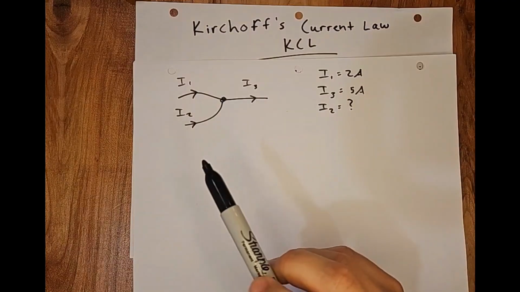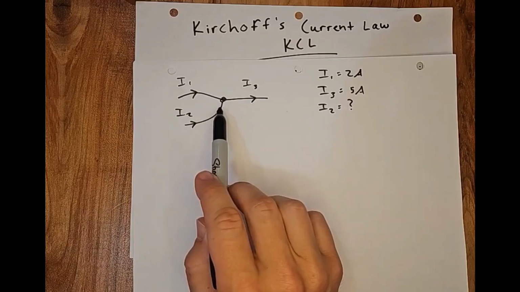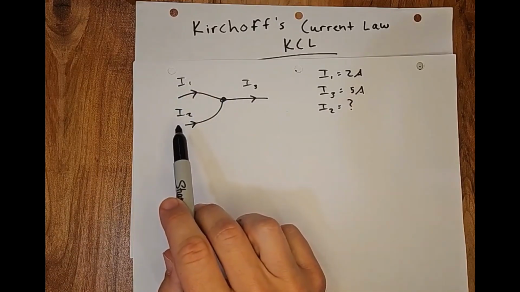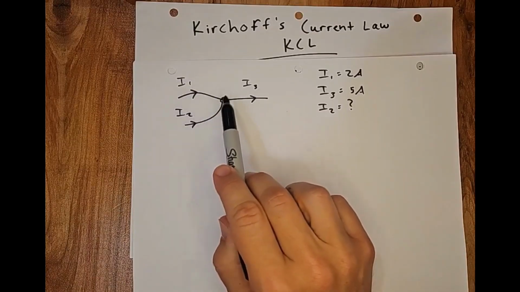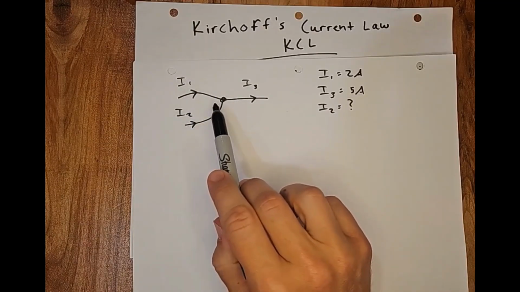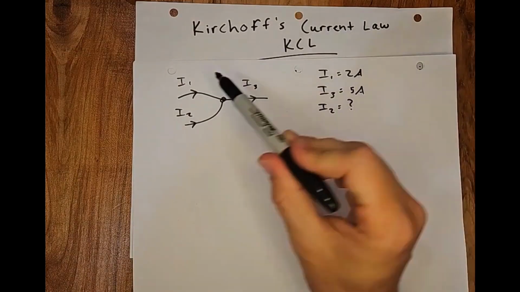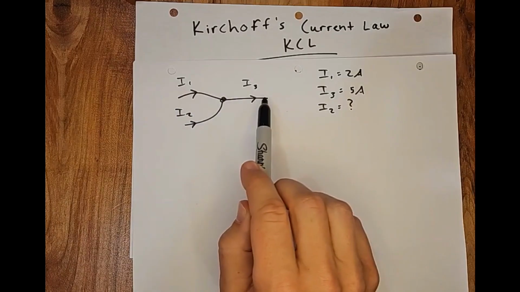For this first one, obviously this isn't a real looking circuit, but we have two wires coming in and a wire coming out of this node. I1 and I2 are going in, I3 is going out. So we should know that I1 and I2 are going to be positive and I3 is going to be negative. Let's say I1 is 2 amps and I3 is 5 amps. We have 2 amps coming in and 5 amps going out.